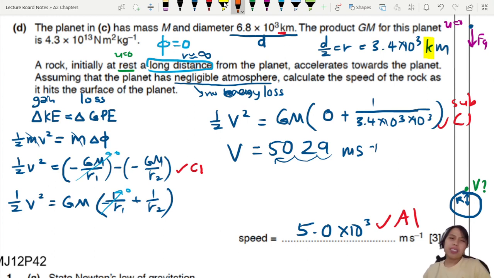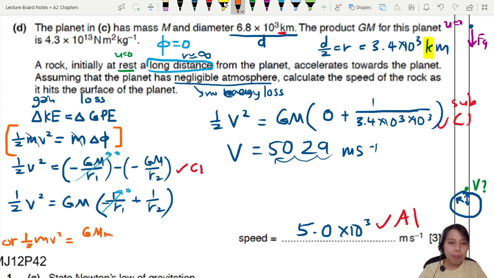There is an alternate method for gravitational potential energy. Instead of writing half mv squared equals m phi, you could also write half mv squared equals GMm over r minus GMm over r, because that's the equation for gravitational potential energy. But it's not recommended because it's the same thing, but there are more alphabets to write. Sure, it's a long method, but if possible, don't use this. Stick to our m phi, change in potential energy.